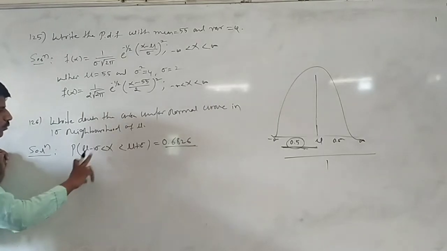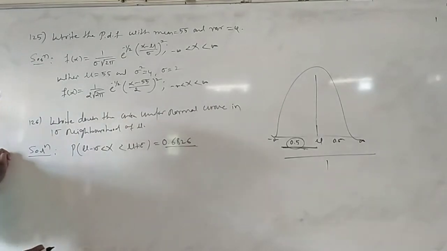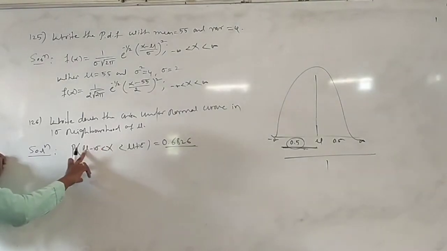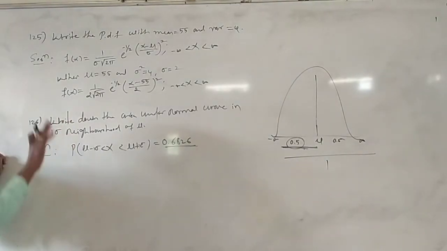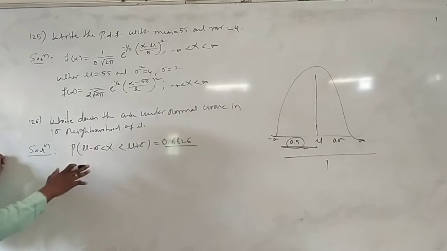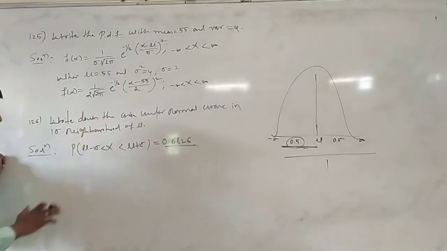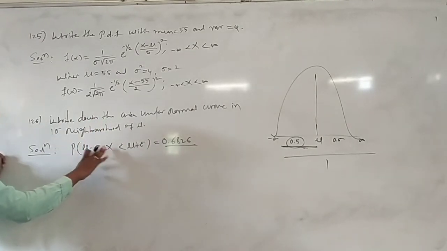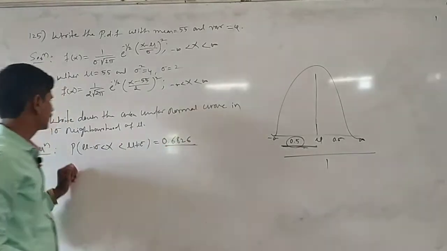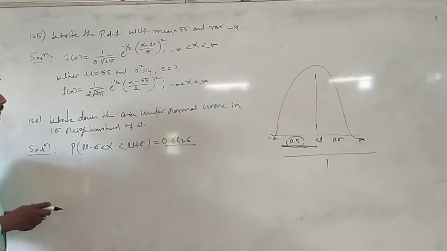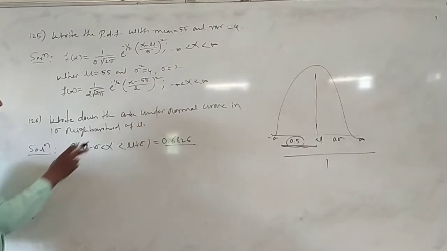Probability of x lies between mu minus 2 sigma and mu plus 2 sigma is 0.9544. And the third area property is probability of x lies between mu minus 3 sigma and mu plus 3 sigma is 0.9974. That is the 3 sigma neighborhood of mu. And the 1 sigma neighborhood of mu: probability of x lies between mu minus 1 sigma and mu plus 1 sigma is 0.6826. It is the area under the normal curve in the 1 sigma neighborhood of mu.